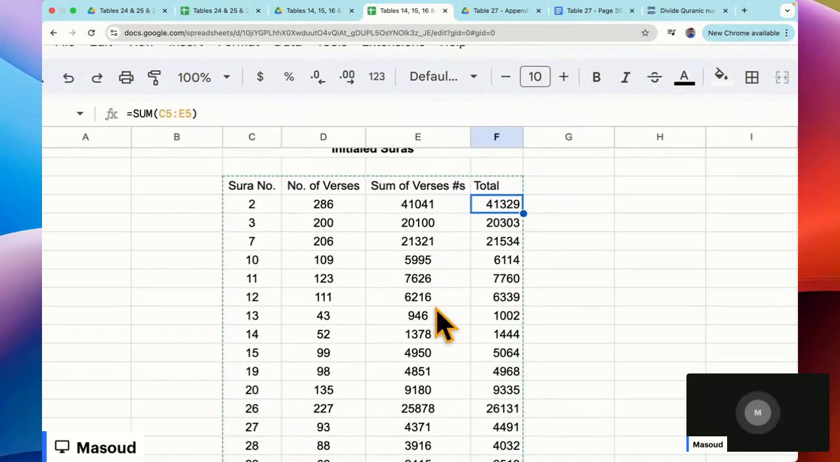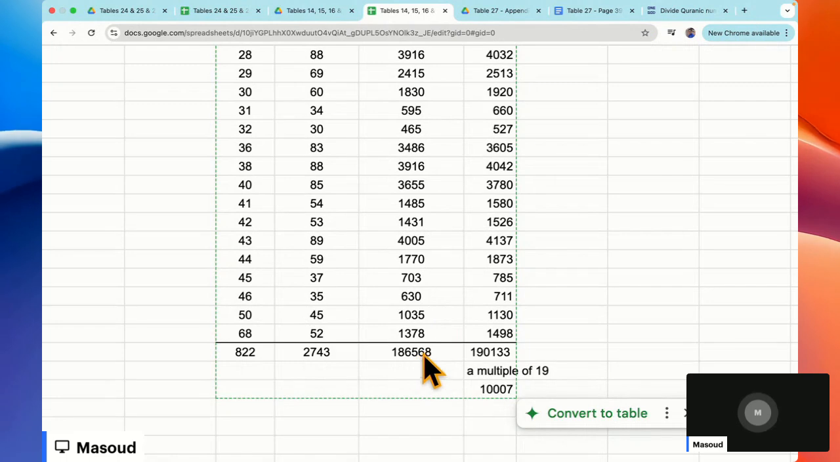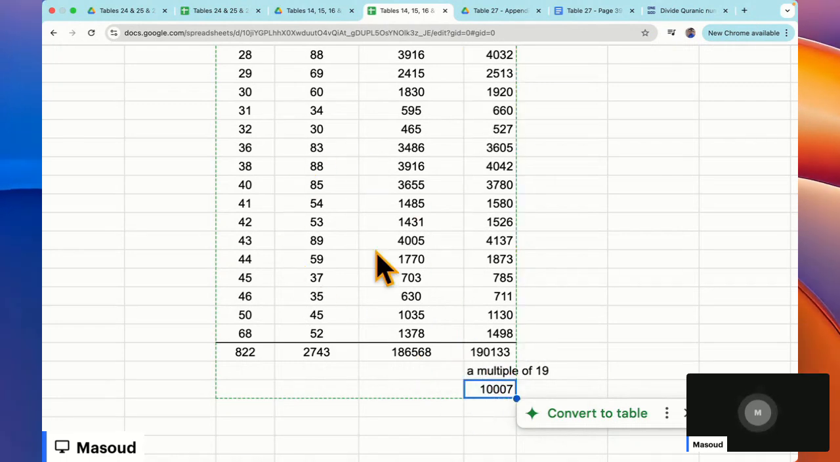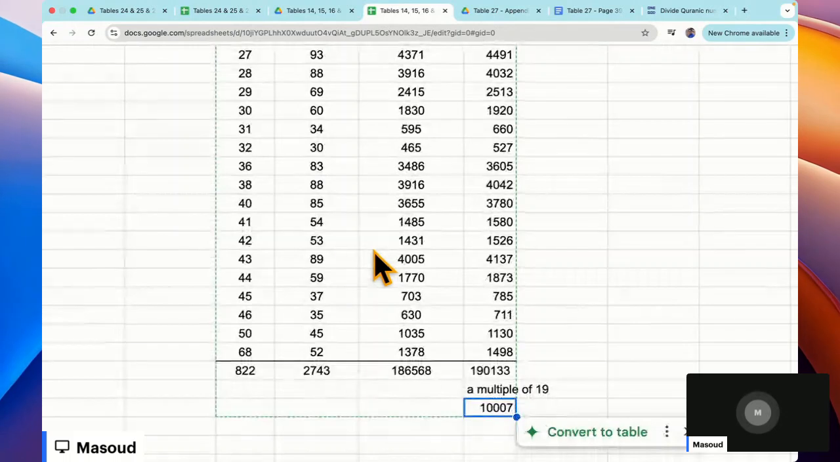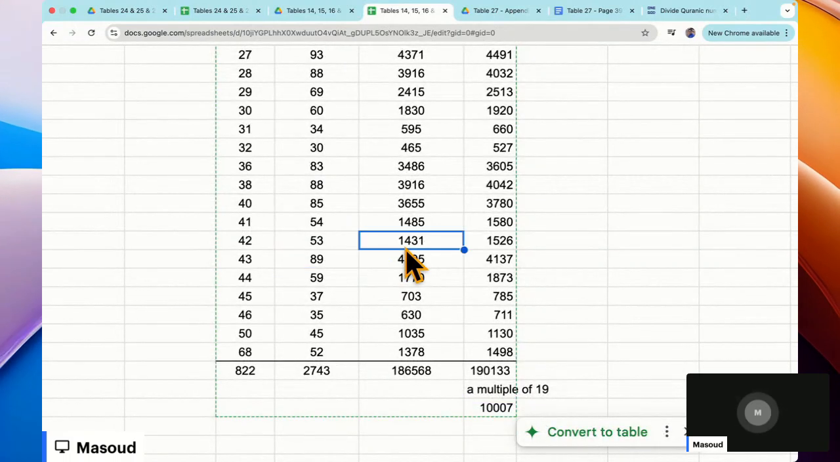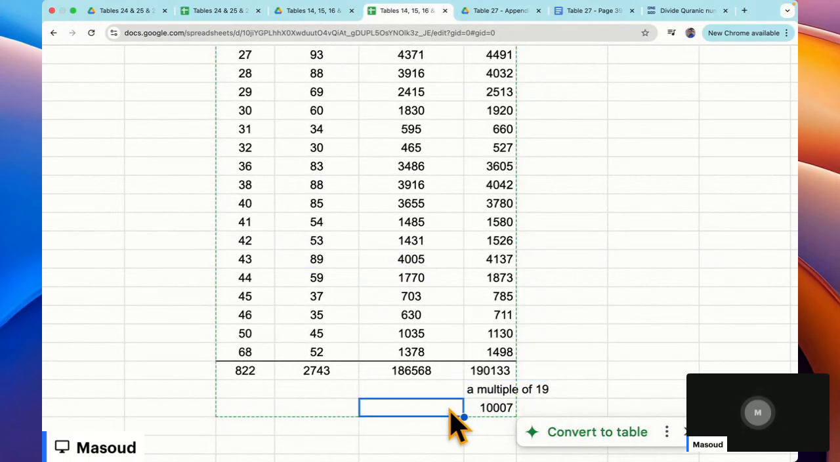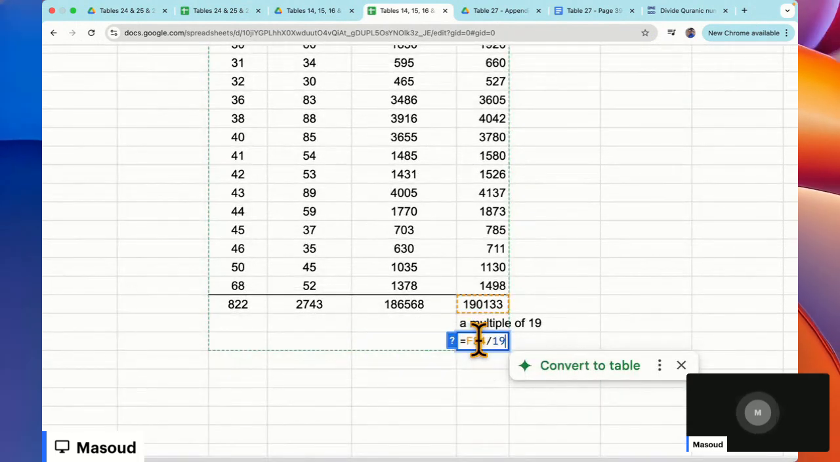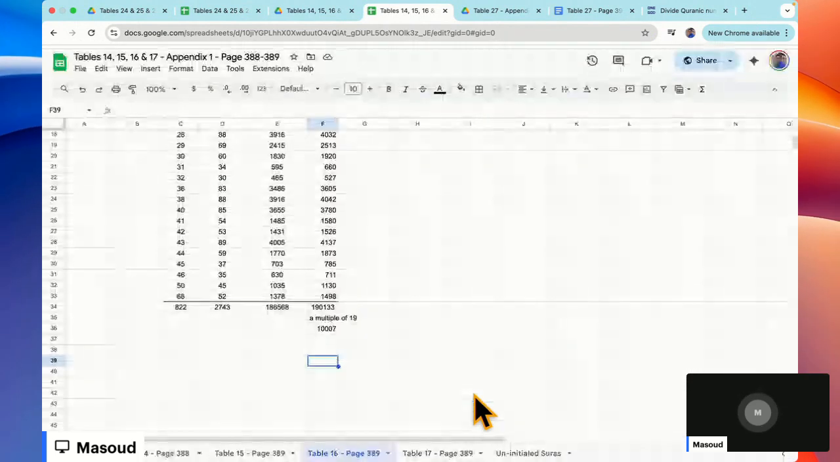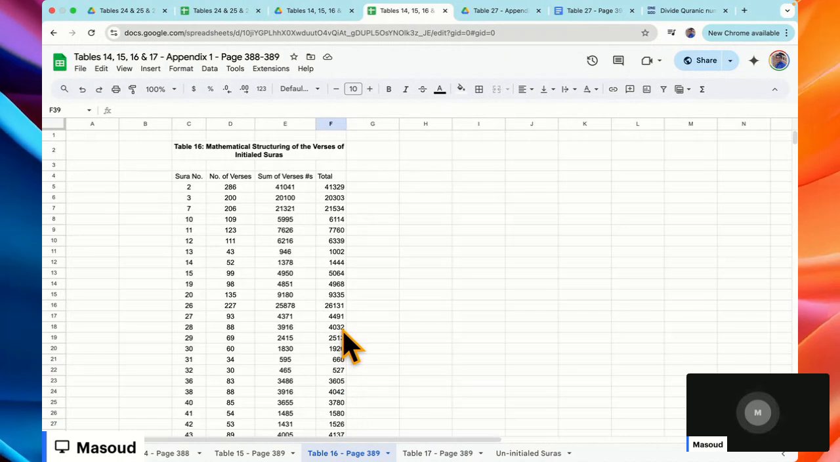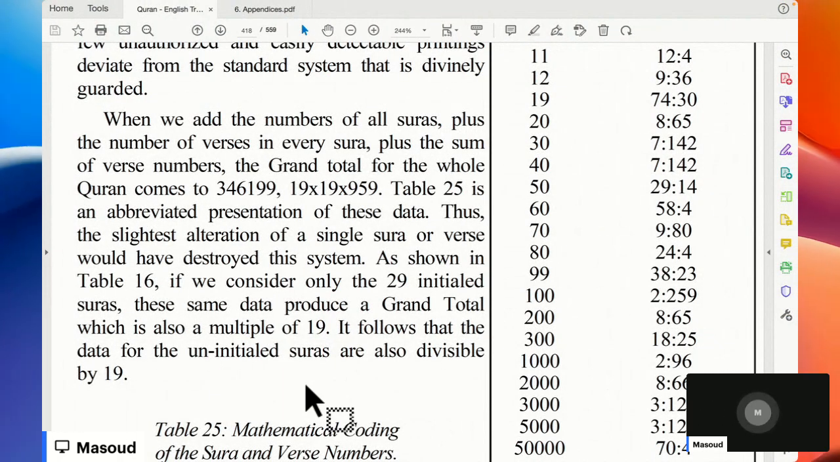We do this for all the initial surahs in the Quran, right? Then we end up with a number which is a multiple of 19, from all three columns: the surah number, the verse numbers, and the sum of the verse numbers. And then you end up with 190,133, and that is a multiple of 19. So this was Table 16 that was talked about in this section of the appendix.